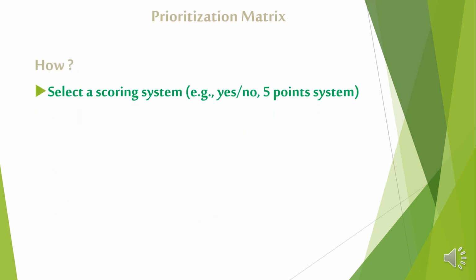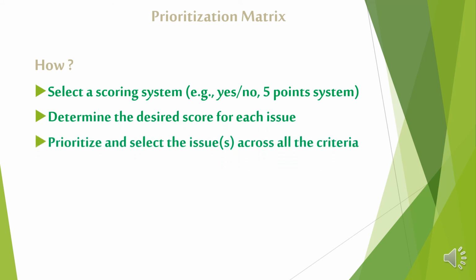Select a scoring system from 0 to 5, from 1 to 10, according to what you want. But if you want to make it clear, use short numbers. For example, from 0 to 5, or from 1 to 5, where 1 is not good for your facility and 5 is good for your facility, and so on. Determine the desired score for each issue. Prioritize and select the issues across all the criteria.